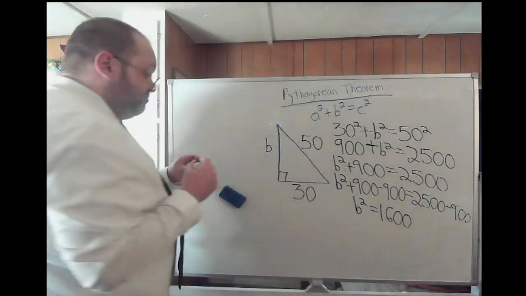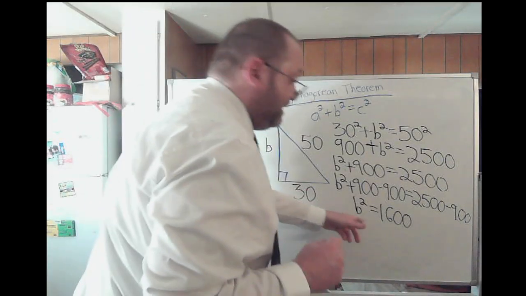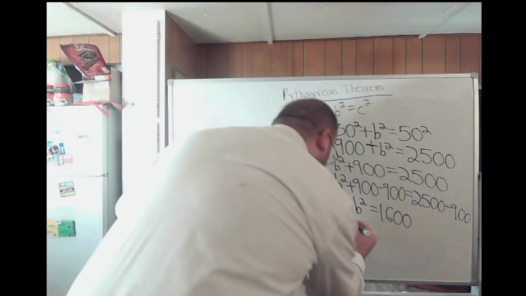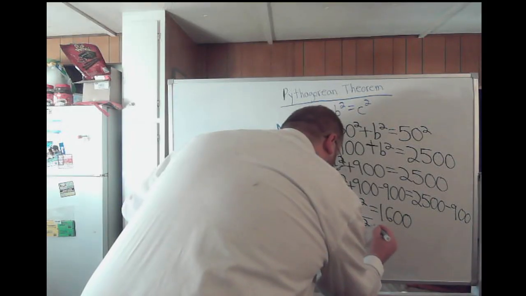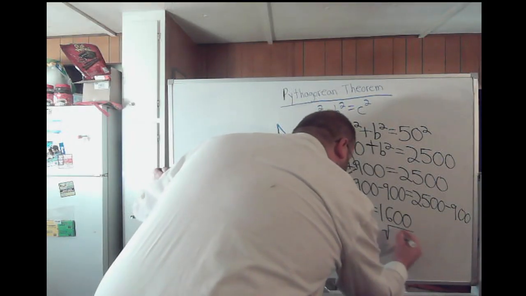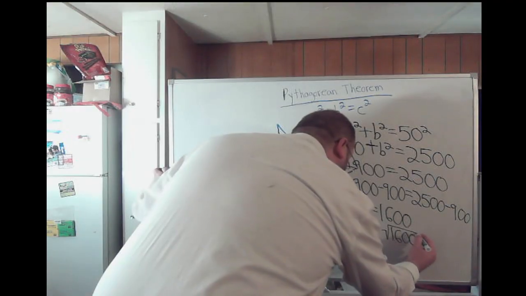Alright, so now we got b squared. We just want to get b. Well, we got to take the square root of both sides. So take the square root of b squared, set that equal to the square root of 1600, because what you do to one side, you got to do to the other.